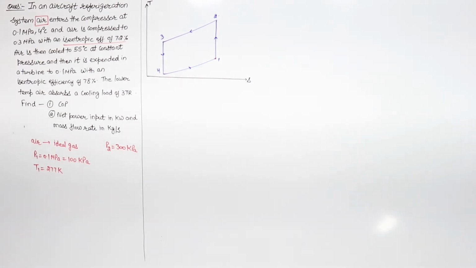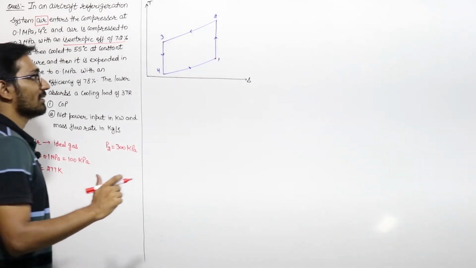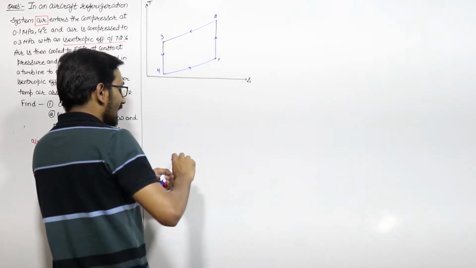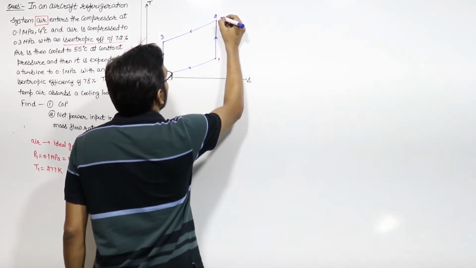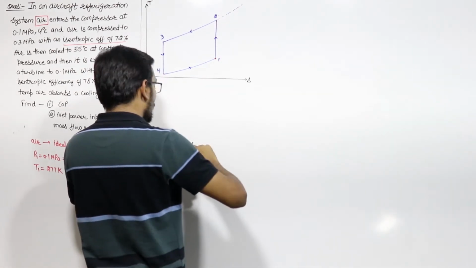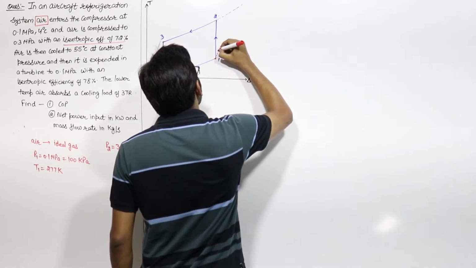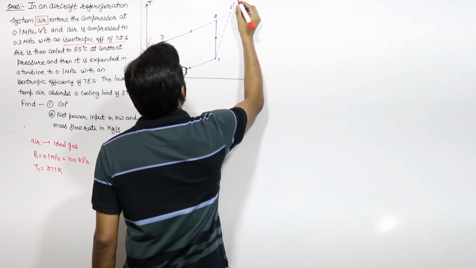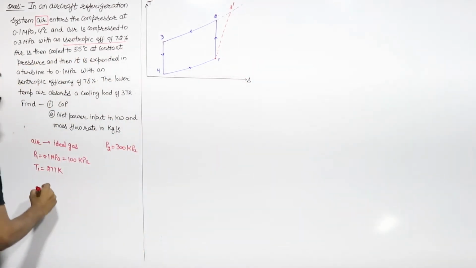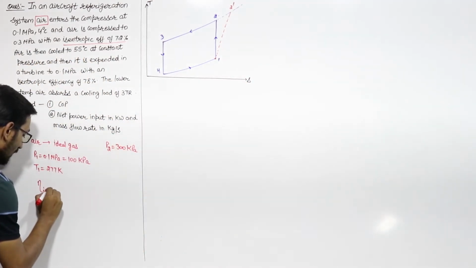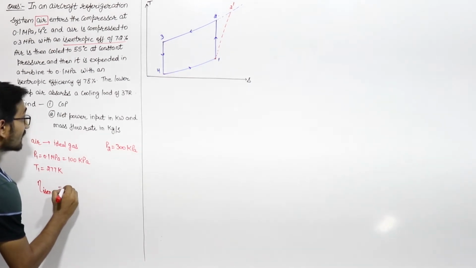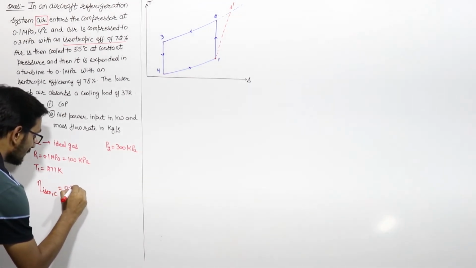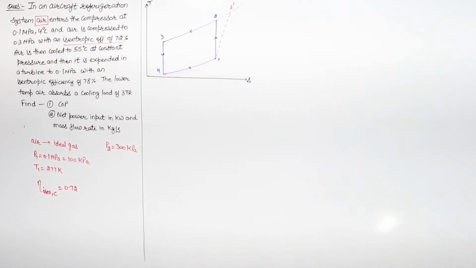That means the process in the compressor is irreversible adiabatic, right? It is irreversible adiabatic. So let us show this irreversible adiabatic process here. So the actual process is this 1 to 2 dash, right? It is given that the isentropic efficiency of the compressor is 72%, that is 0.72, right?